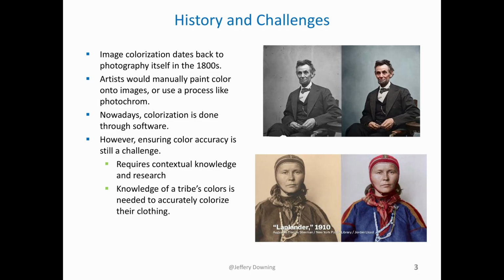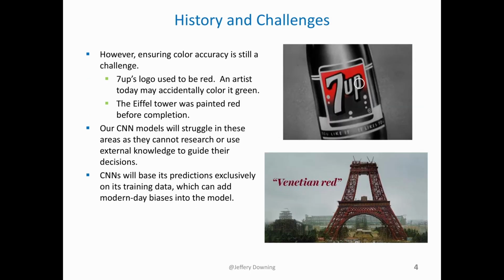While the actual act of coloring a photo is easier than ever, ensuring accuracy is still a challenge that requires contextual knowledge as well as a lot of research. For example, in order to properly colorize a tribe's clothing, you will have to do some research on their traditional colors. Another example includes branding. A certain brand could have used different colors in the past than they do today.